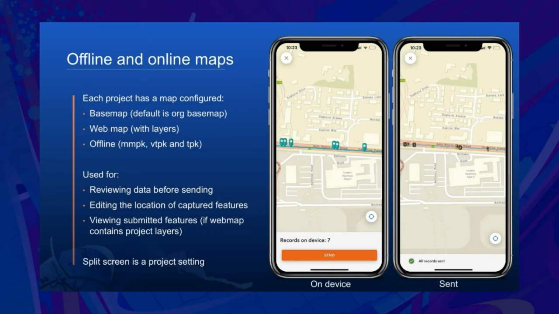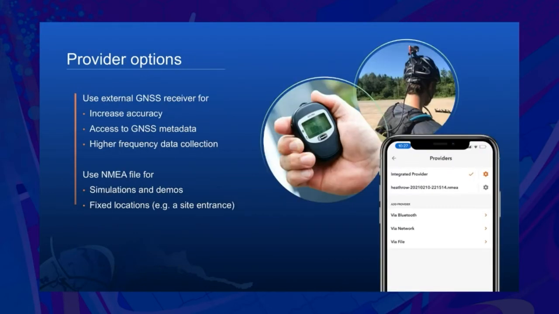You should also note that split screen is a project setting, so you can enable that, meaning that when you open your project on a tablet, you'll be able to see the buttons and the map side by side. This is more of an app level setting, but worth a mention.